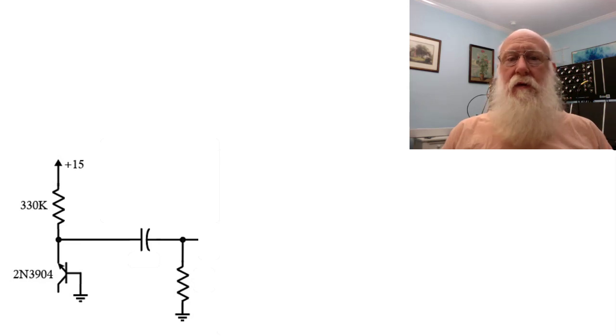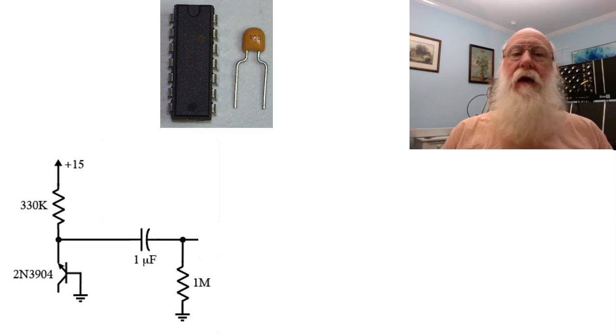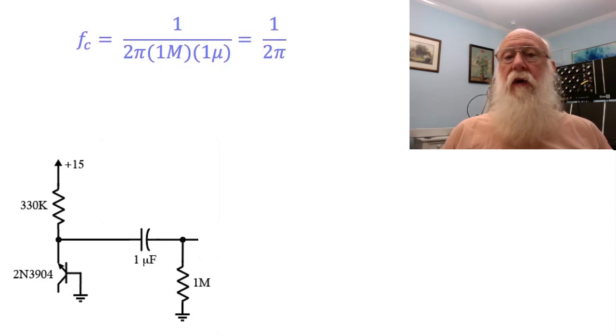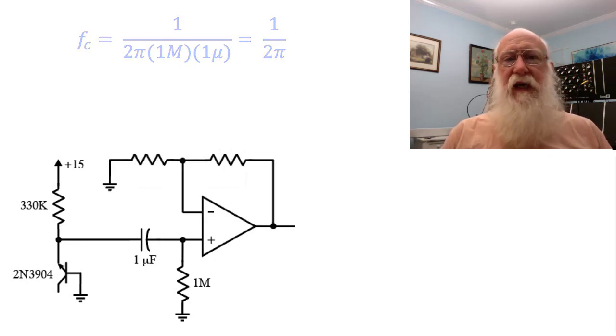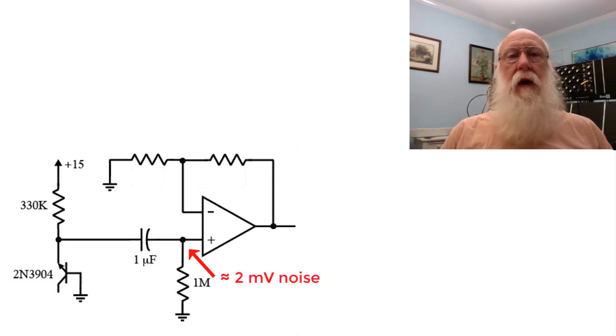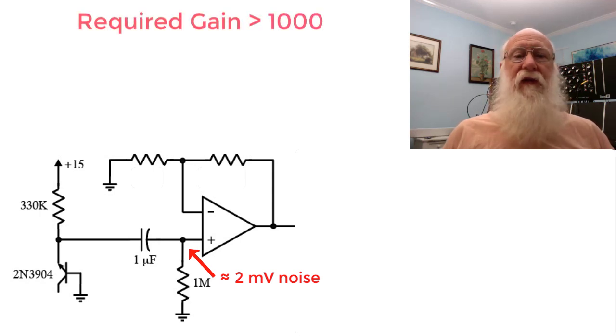So I have chosen two components, 1 meg and 1 microfarad for this. You can get a multi-layer ceramic capacitor in 1 microfarad that's fairly inexpensive, and it's also very small. This gives us a corner frequency of about 1/6 of a hertz, so that should be sufficient. Now that we've gotten rid of the DC offset, the noise signal at the non-inverting input of our amplifier is going to be a few millivolts. Now, since we need a 5-volt signal, that means we're going to need a gain of probably over 1,000.